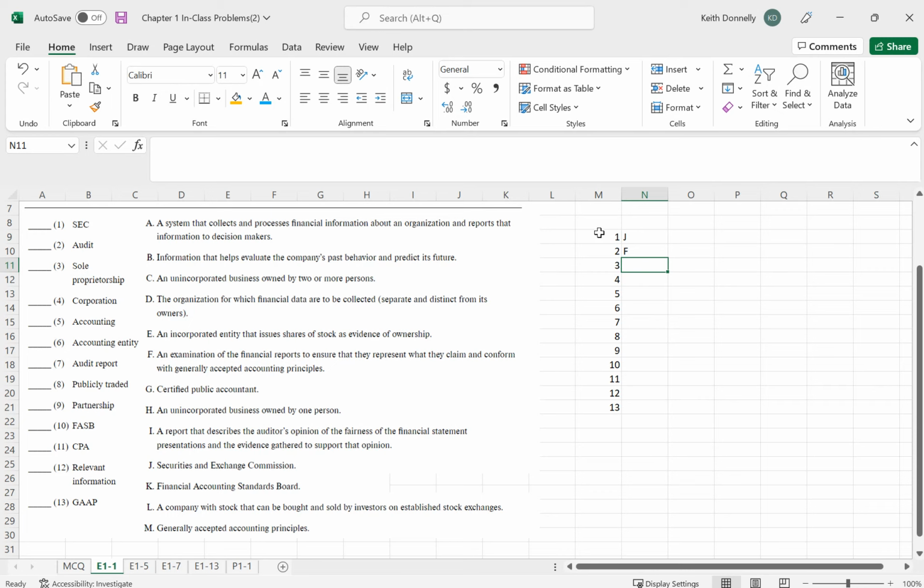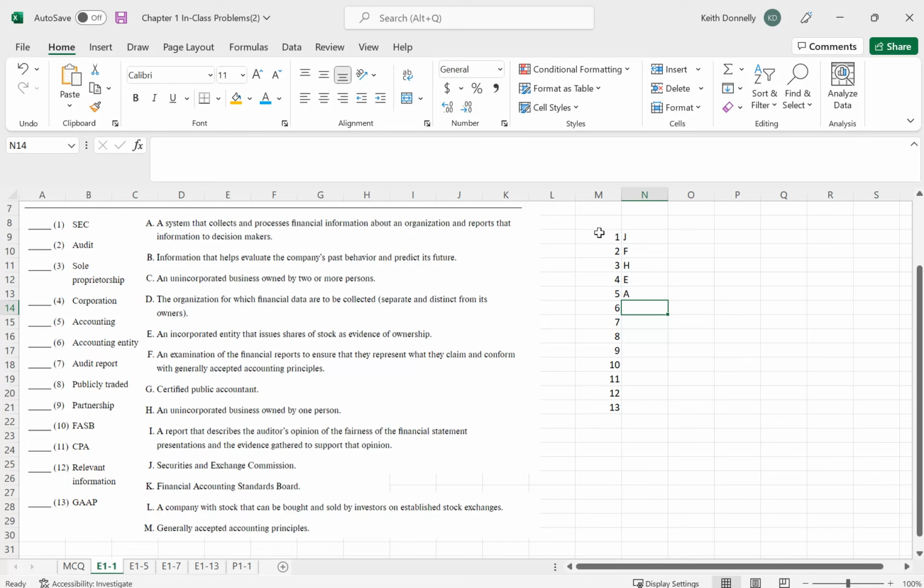3, a sole proprietorship. This is going to be H. It's basically a single person business. 4 here is going to be E for a corporation. It's basically an incorporated entity. 5 is going to be A. Accounting is a system we use to collect financial information and report that.